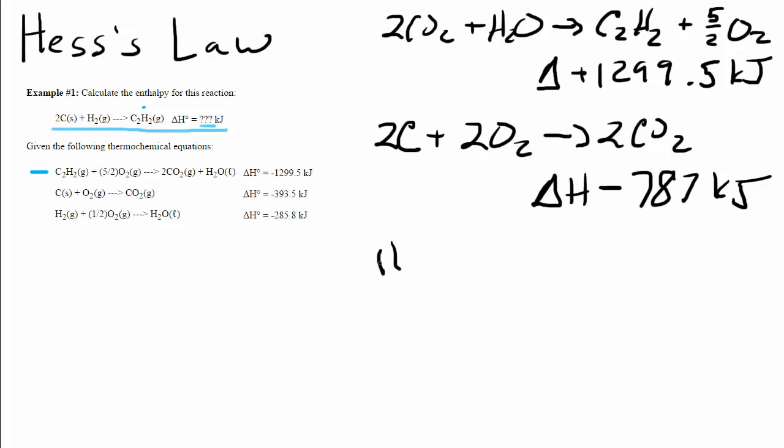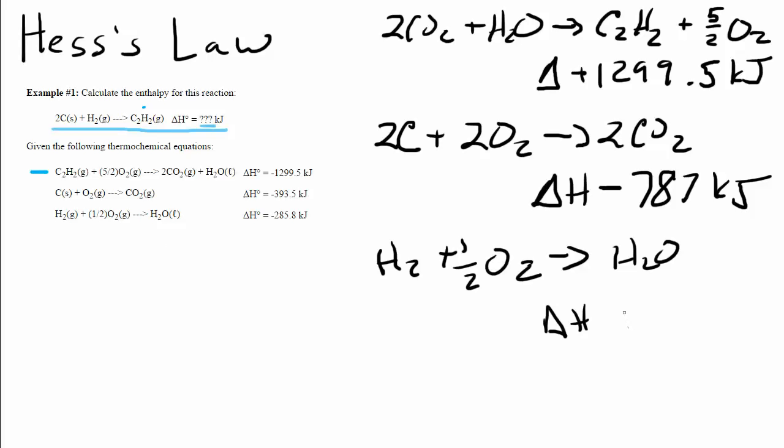So we've got H2, and then we've got half of a mole of O2, and that's going to make 1 mole of H2O. And then we didn't change that equation at all, so we're going to stick with the delta H, change in enthalpy, of negative 285.8 kilojoules.